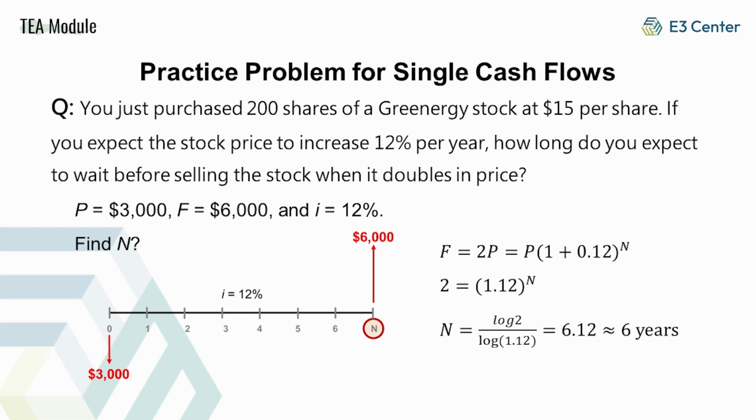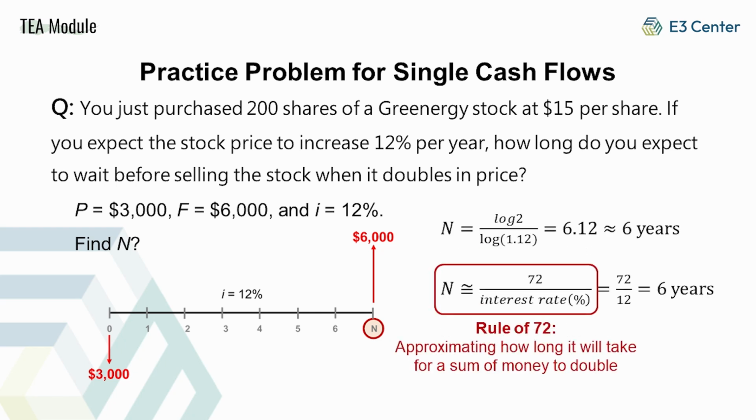To find it out, we use the formula shown here, where P is your initial investment, i is the annual interest rate, and N is the number of years. If we set F equal to 2 times P, the equation becomes 2 equals 1.12 to the power of N. To solve for N, you take the natural logarithm of both sides, so it comes out to approximately 6 years.